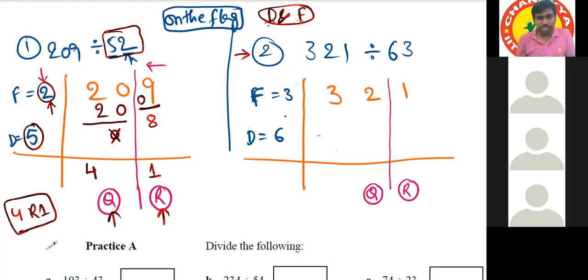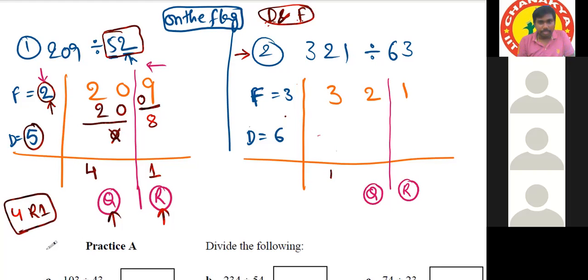See, in 32, will 6 go or not? No, sir, it will not go. In 32, 6 will go. How many times? 6 fives are 30. Leave the remainder. Then it will come, sir. How many times is it? 6 fives are 30.